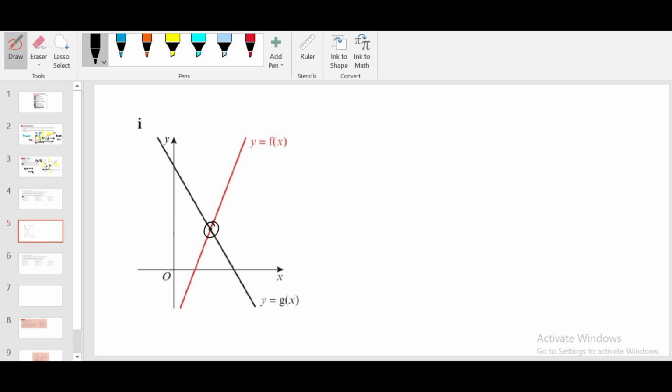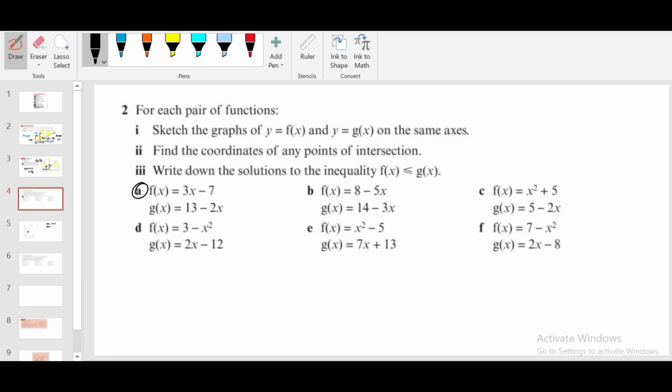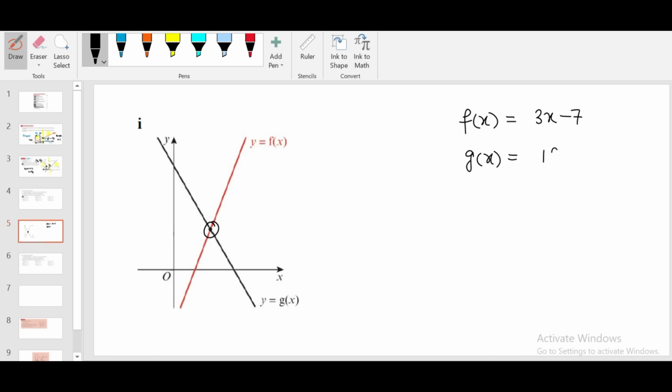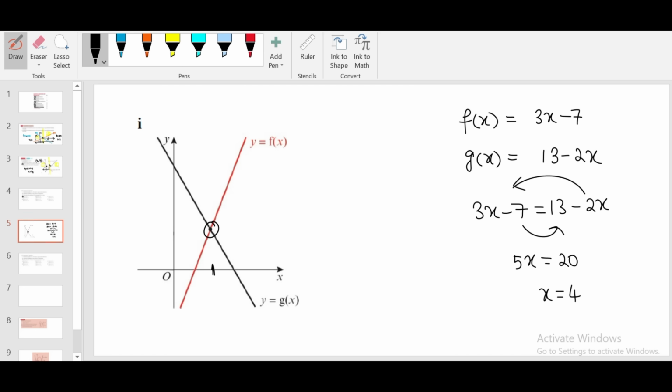Now we need to find the point of intersection. F of x is 3x minus 7. G of x is 13 minus 2x. So you just need to solve it, equate them. 3x minus 7 is equal to 13 minus 2x. Bring the 2x to this side, 7 to this side, you will get 5x is equal to 20. x is 4. We just need the x coordinate of the point.